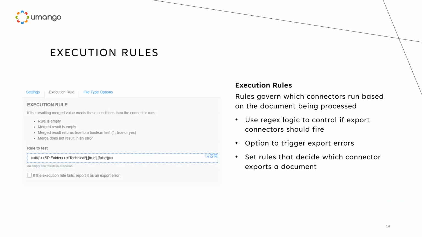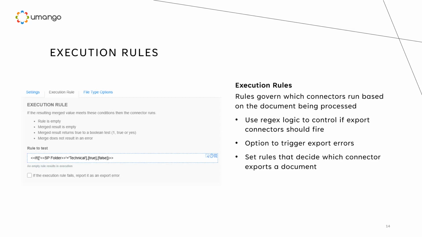Execution rules. So this is an all new feature. So on the output, every export connector in Umango has the option of including an execution rule. So this is a rule around whether the export connector should execute or not, should it run. So you might have a handful of connectors in Umango and every document that gets processed, based on some rules, may or may not be exported off to that connector.